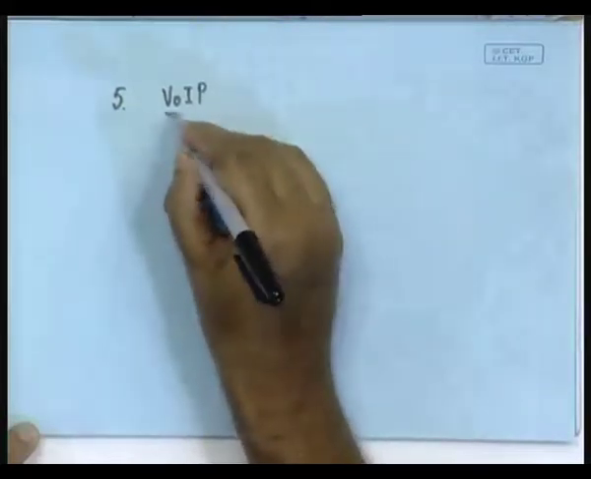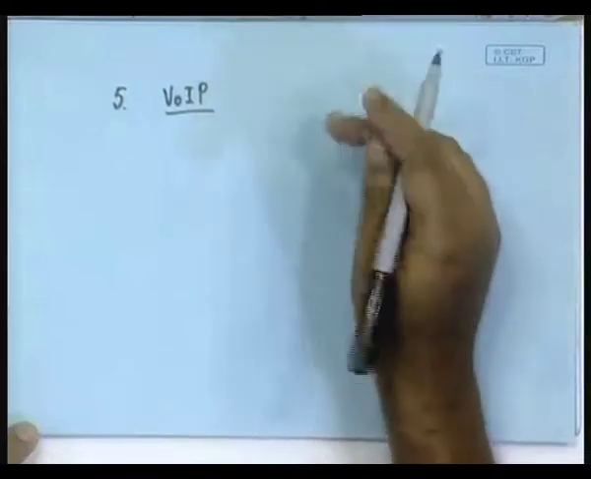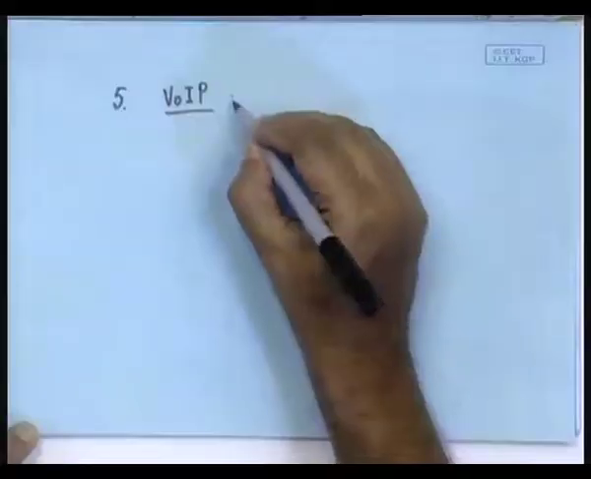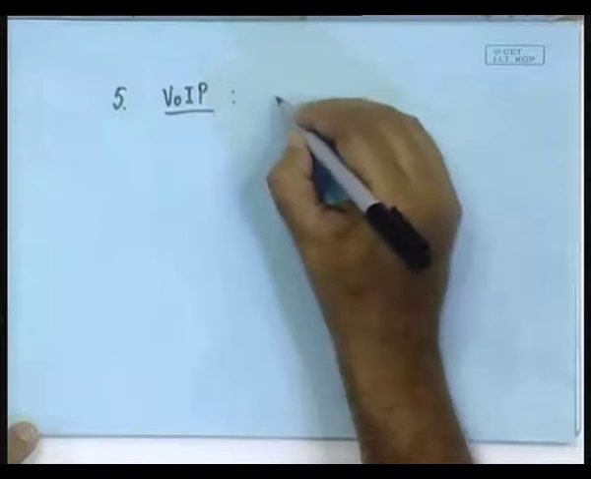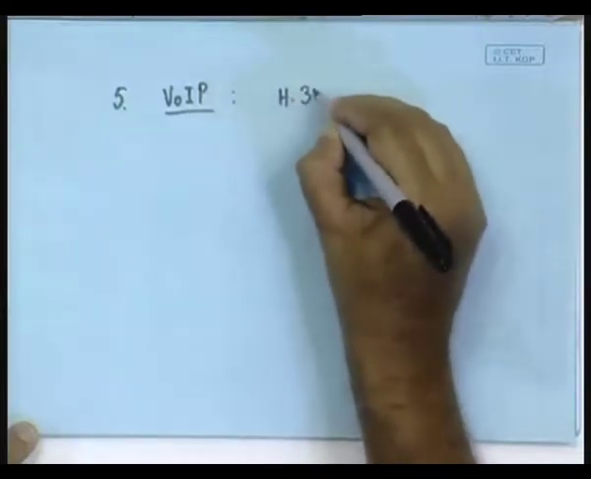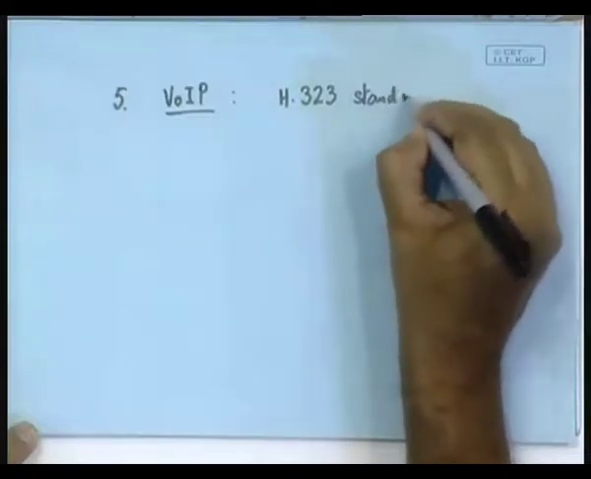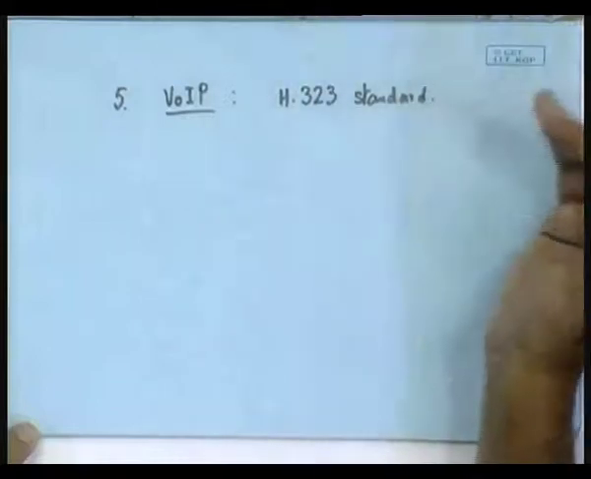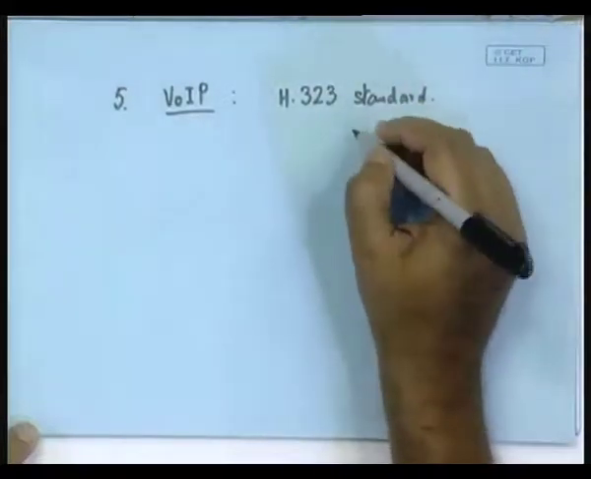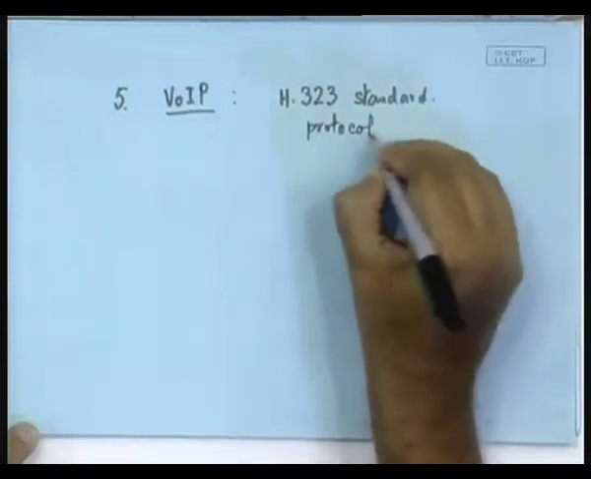And in that we will be stressing on the networking, and especially we have to study the signaling requirements which are given by the H.323 standard. So, we will be covering voice over IP with respect to the standard protocols. H.323 basically gives you the protocols for voice over IP.